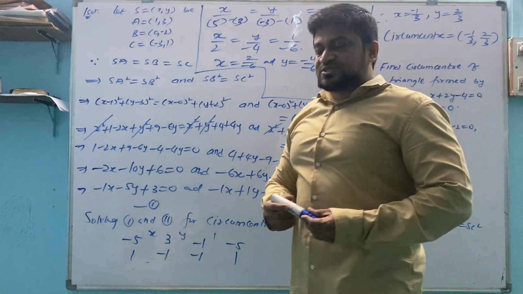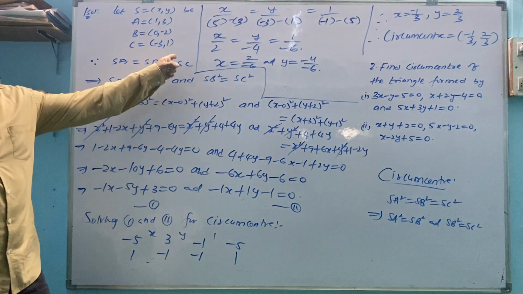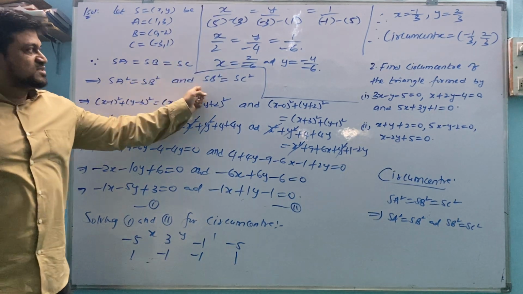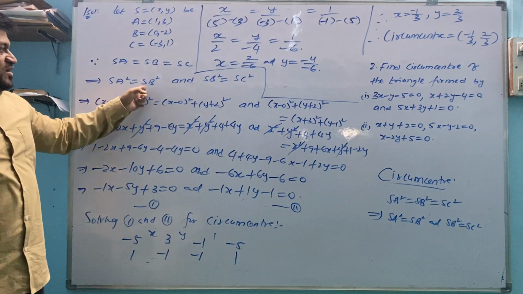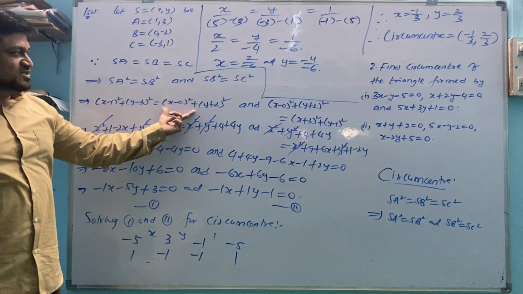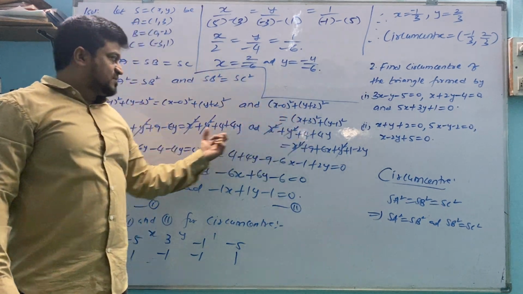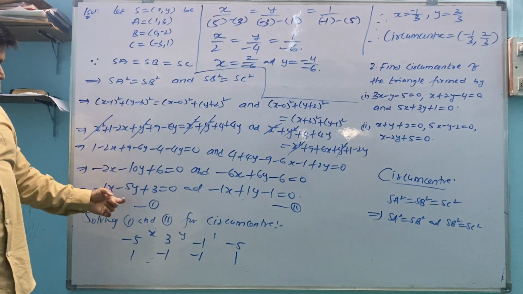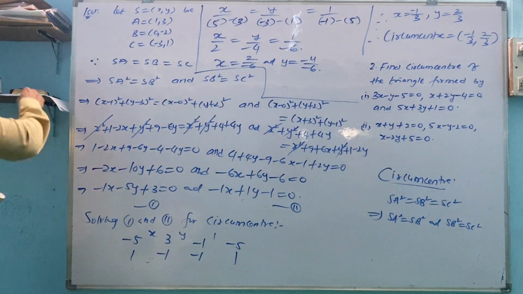To find the circumcenter, what you need to remember is SA equals SB equals SC, and SA square equals SB square, SB square equals SC square. This is the formula you need to remember. Then SA square equals SB square, we have to simplify, and SB square equals SC square, simplify that. Then we will get two equations if you simplify both. Once you get two equations, you can find the circumcenter by applying this formula.